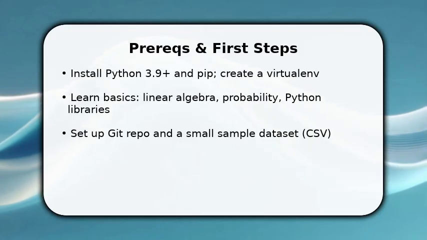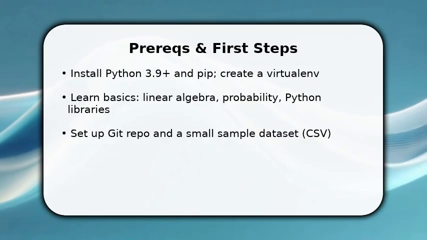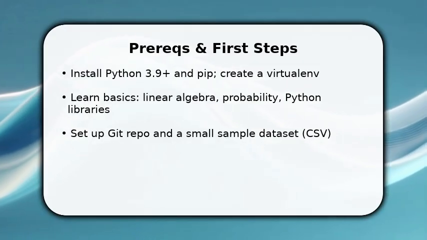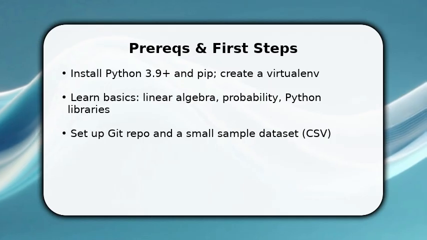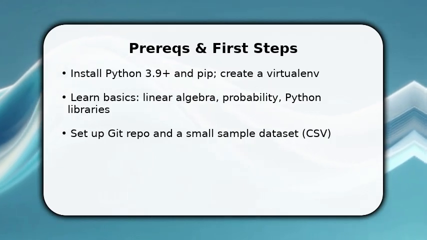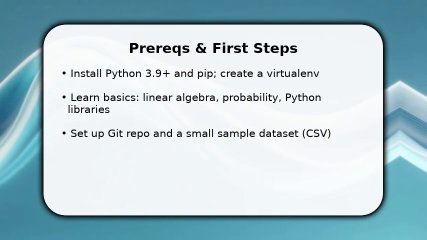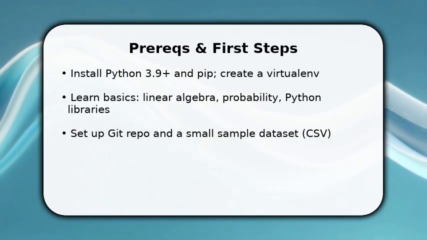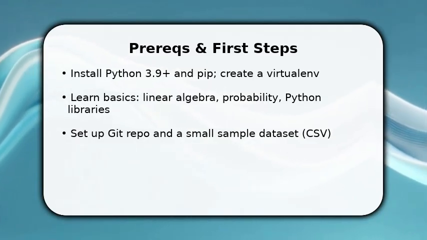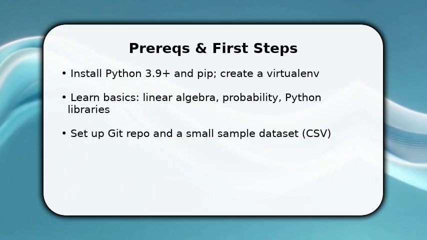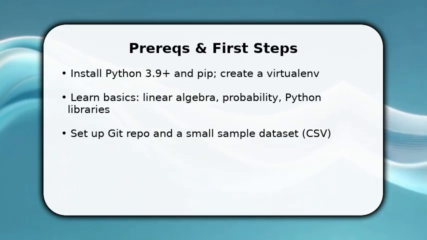You start by collecting essentials so you can act quickly. Install Python 3.9+, create and activate a virtualenv, and install NumPy, Pandas, scikit-learn. While you install, review linear algebra fundamentals and probability rules to understand model behavior. Once done, initialize a Git repo and import a small CSV dataset to explore.